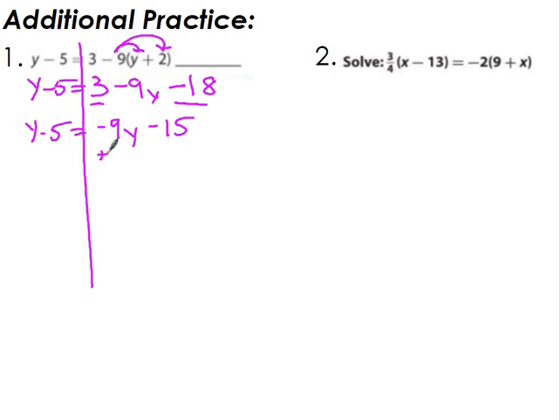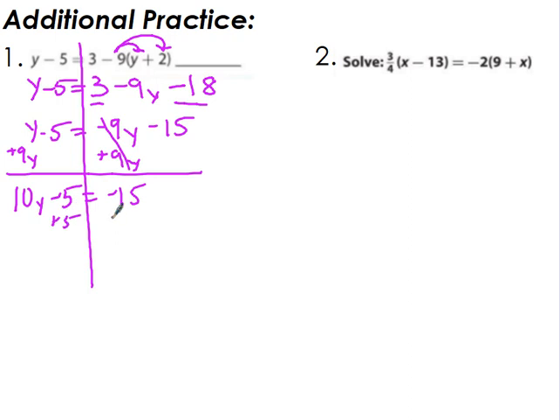And then I'm going to go ahead and solve by adding 9y to both sides. 10y minus 5, negative 15, let's see, plus 5. Looks like I'm going to get negative 1 as an answer. Yep, so I get y equals negative 1.